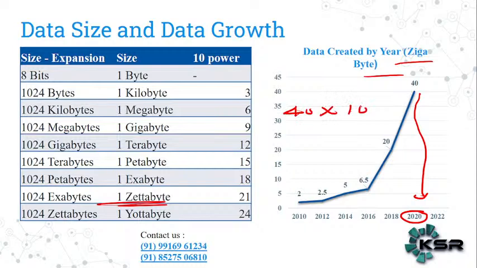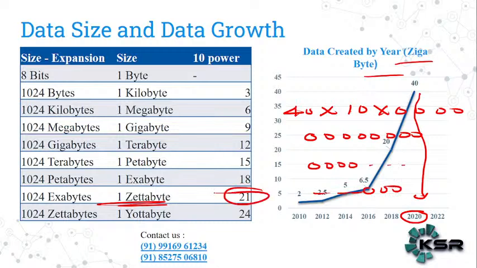It is basically 40 followed by 21 zeros. Well, if this is the data that is getting generated in the current market, tell me one thing, who will store this much data?